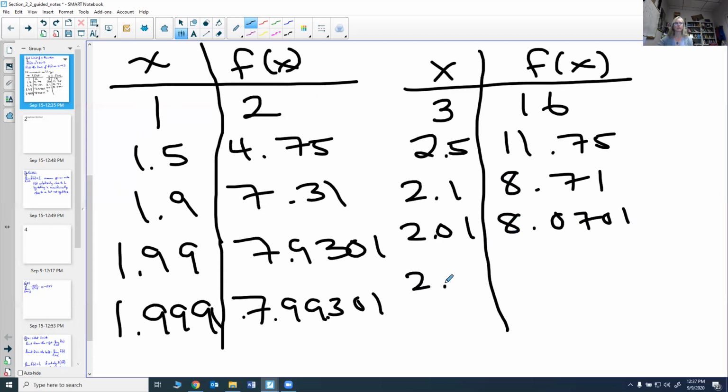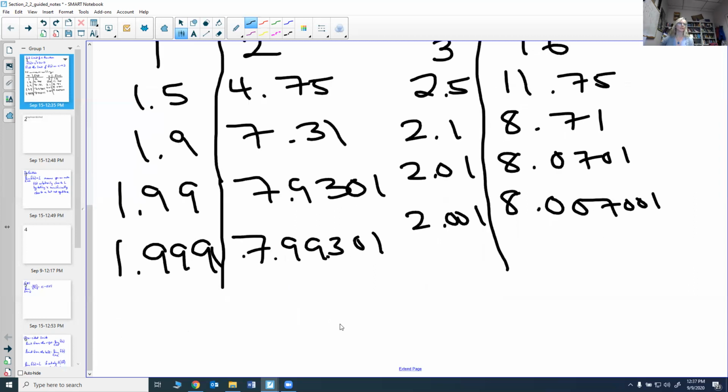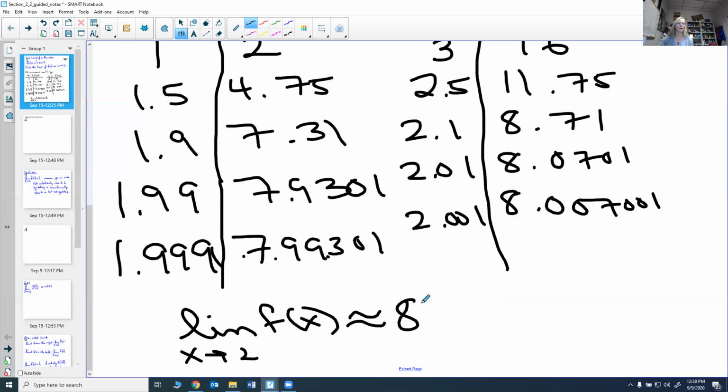So let's get even a little bit closer. 2.001 is even closer to 2. And that time I get 8.007001. So now it looks like I'm going from 16 to 11 to 8 to 8 to 8. I'm getting even closer to 8. And remember, from this side, I went from 2 to 4 to 7 to 7.9 to 7.99. So it looks like I'm heading towards 8. So the limit, and the way we write this is lim as x goes to 2 of my function, appears to be approximately equal to 8.